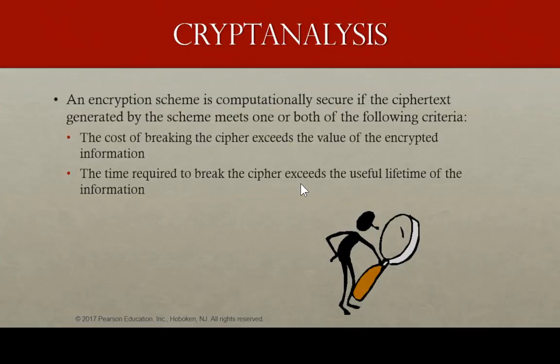Cryptanalysis. Only relatively weak algorithms fail to withstand a ciphertext-only attack. Generally, an encryption algorithm is designed to withstand a known plaintext attack. An encryption scheme is computationally secure if the ciphertext generated by the scheme meets one or both of the following criteria. One, the cost of breaking the cipher exceeds the value of the encrypted information. Two, the time required to break the cipher exceeds the useful lifetime of the information.